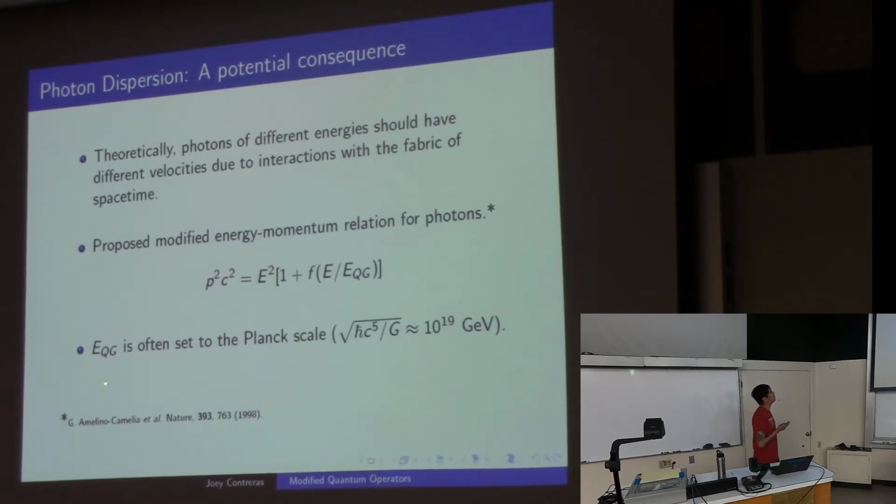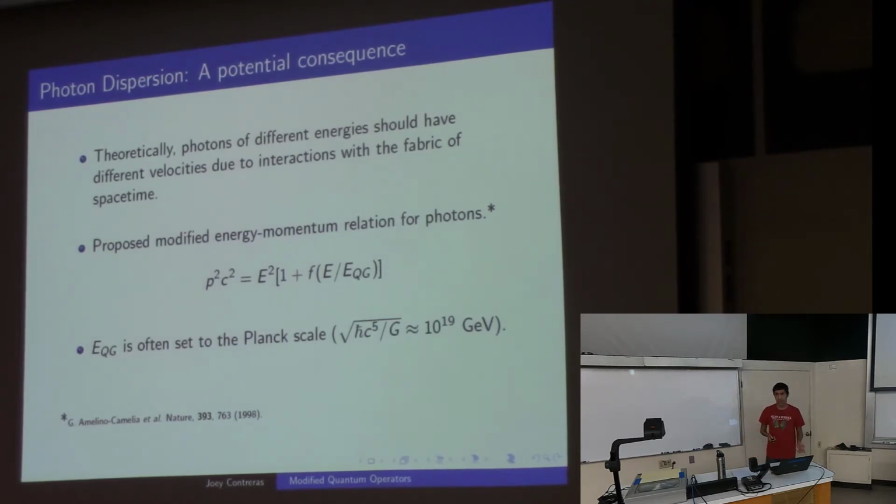Giovanni Amelino-Camelia proposed a modified energy-momentum relation for photons. For the most part, it's the exact same relation: p squared c squared equals E squared, and then there's a mass term, but because this is for photons, that mass term goes away. So it almost appears like the standard relationship, except we have this extra function, or corrective factor, which depends on the ratio between energy and the energy of quantum gravity.